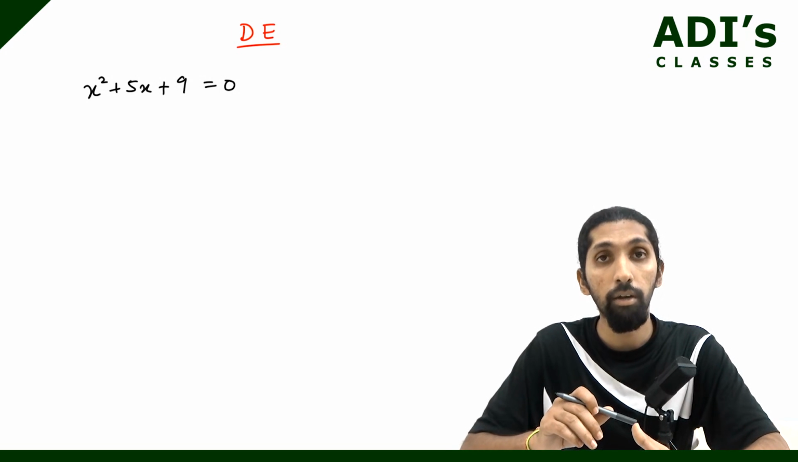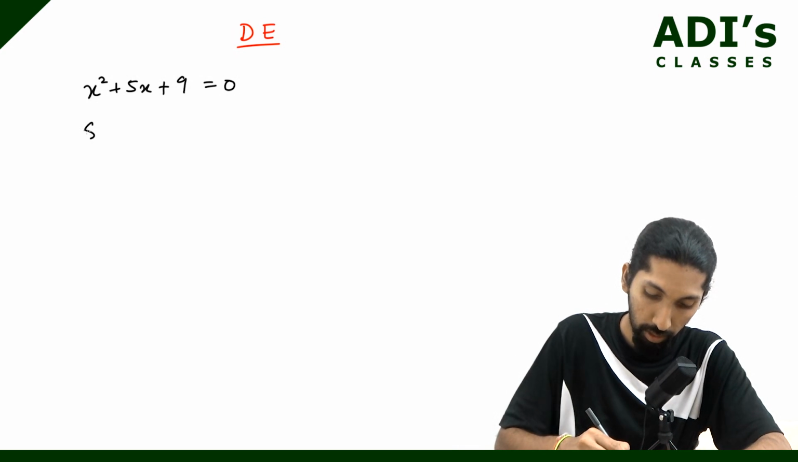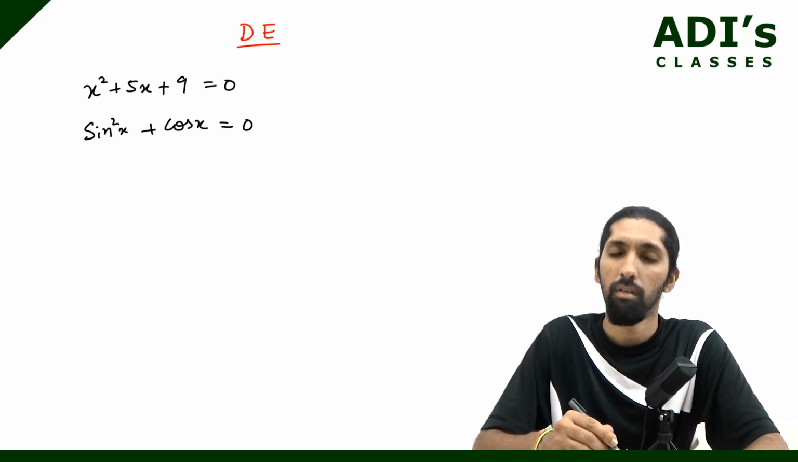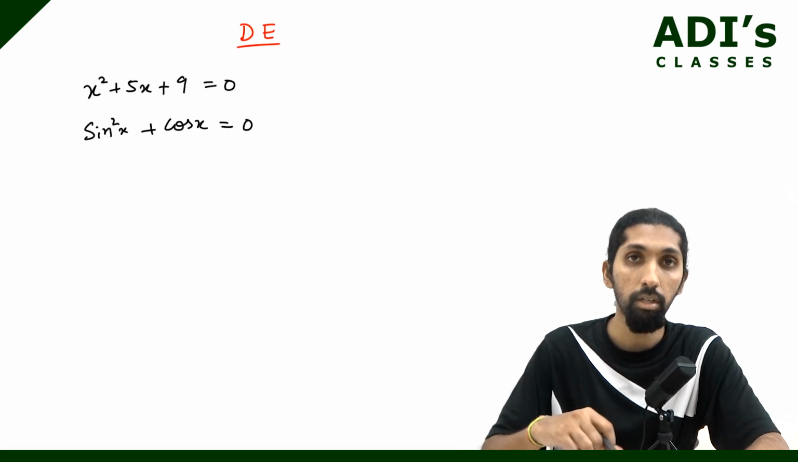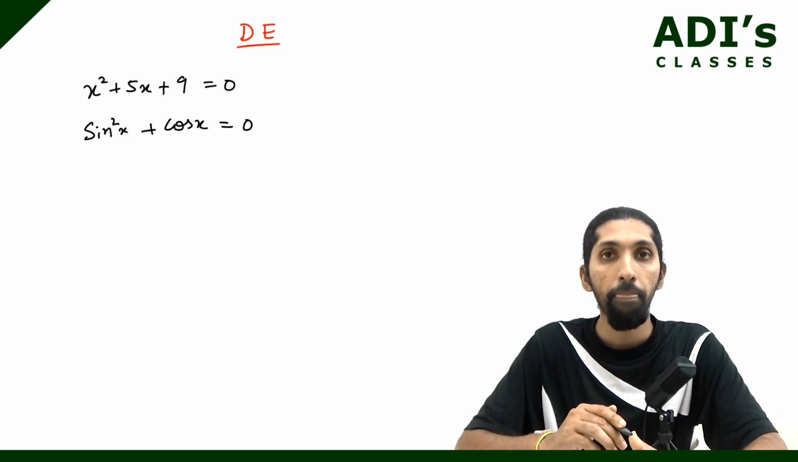Likewise, we also have a trigonometric equation, correct? Something like this: say you have sine square x plus cos x is equal to 0. This is also an equation, but this one is a trigonometric equation.